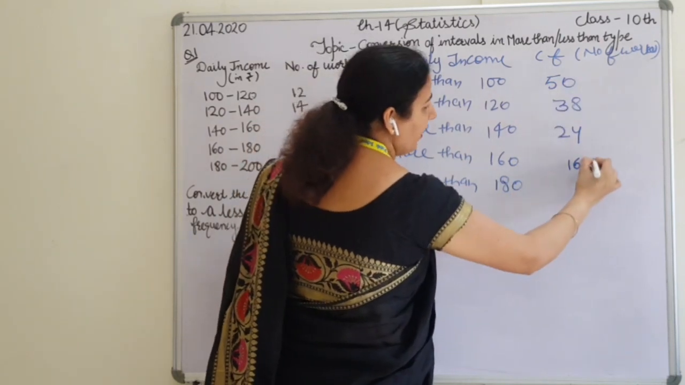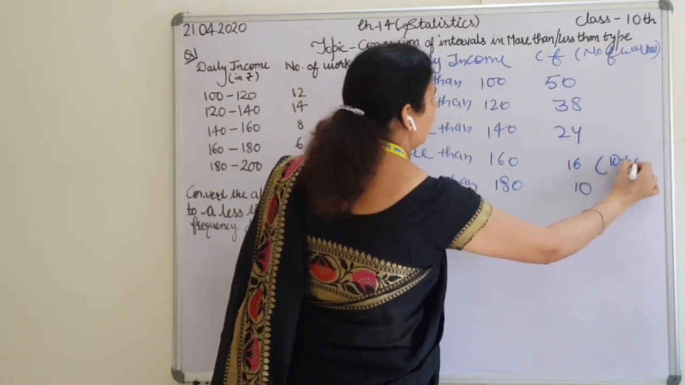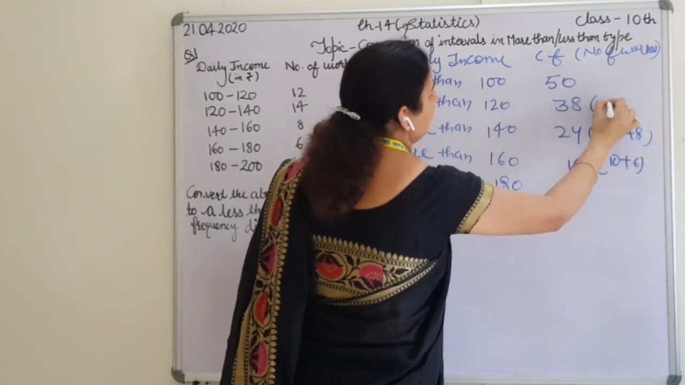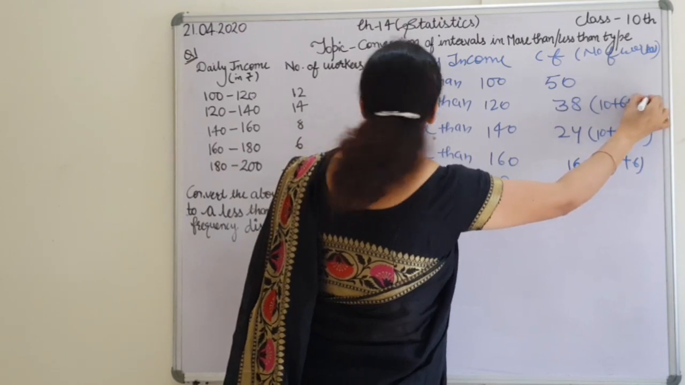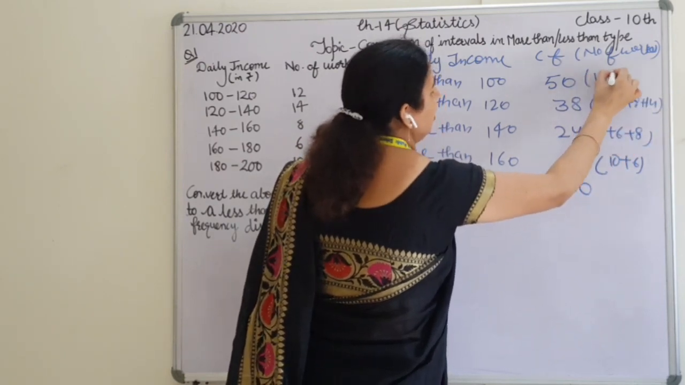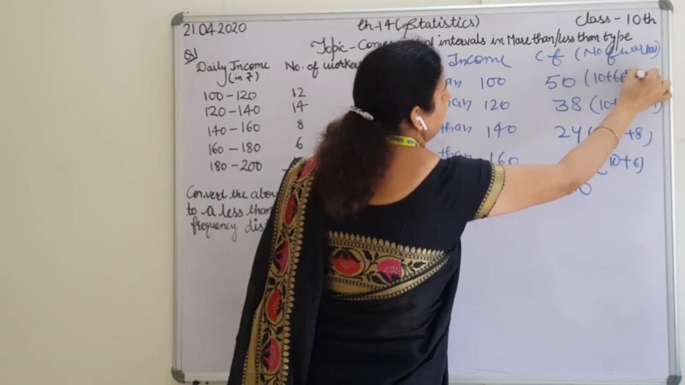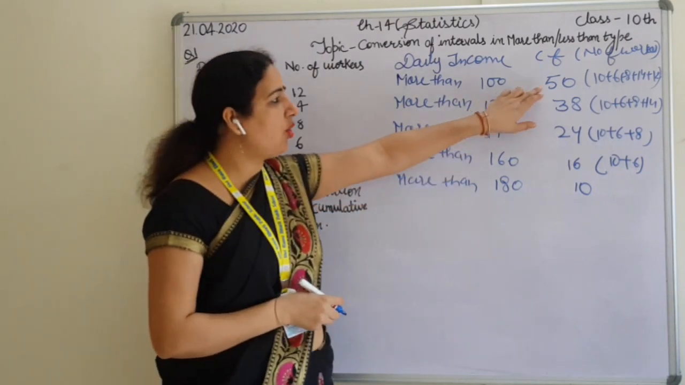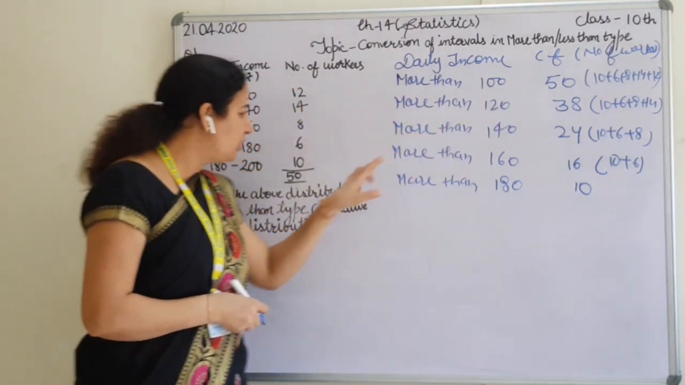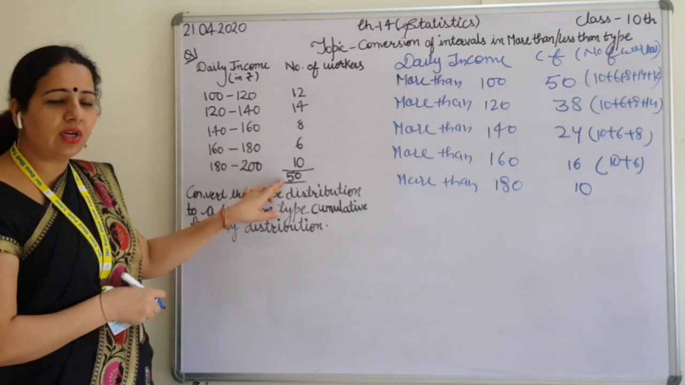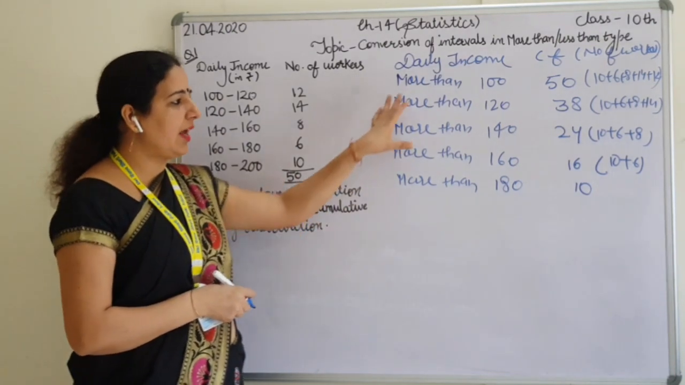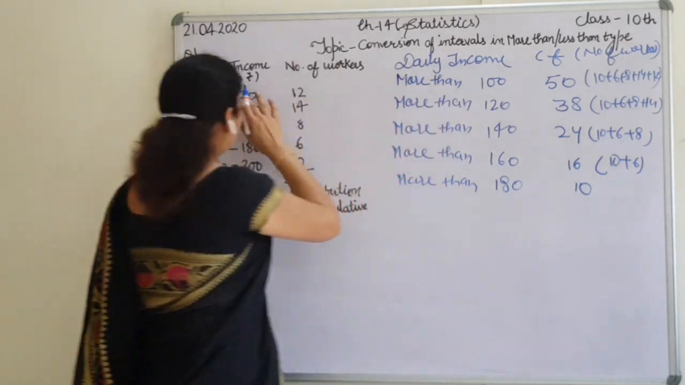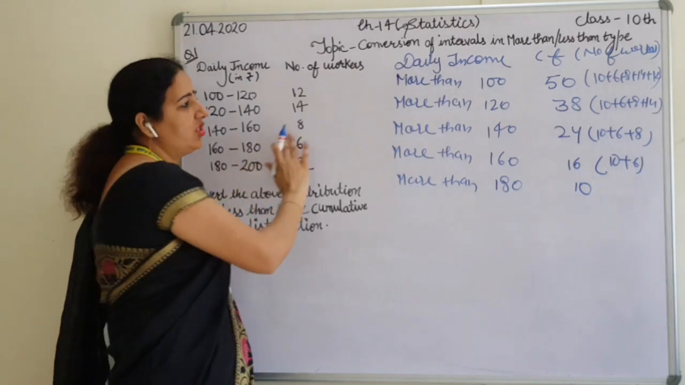So how have I written here? 10 plus 6. Then here 10 plus 6 plus 8. The next is 10 plus 6 plus 8 plus 14. And the last one is the addition of all these, plus 8 plus 14 plus 12. Clear class? So here at the top the highest CF is 50. Now just check, is the highest CF equal to the total frequency? Yes. So it means our calculations are right. Clear class? So we have converted the interval information into more than.